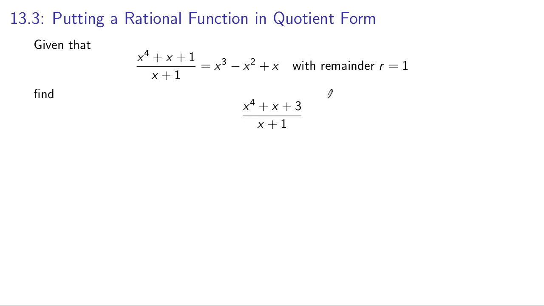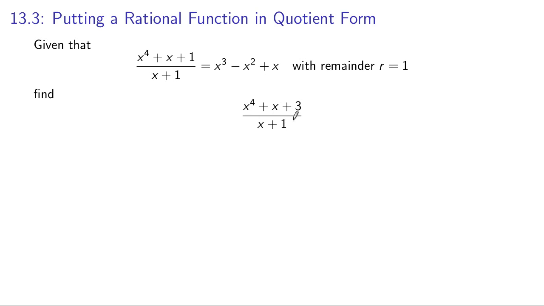Given that all this is true with remainder of 1, so x to the fourth plus x plus 1 divided by x plus 1 is equal to x cubed minus x squared plus x with remainder 1. Find x to the fourth plus x plus 3 over x plus 1.